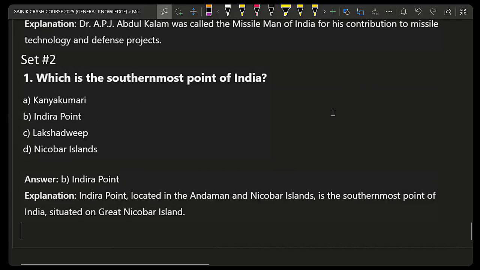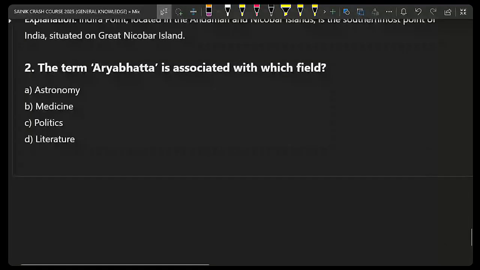A person named Aryabhatta is related to which field? The term Aryabhatta is associated with which field? And the poll started. Time up.